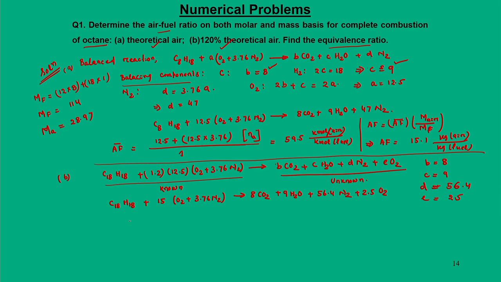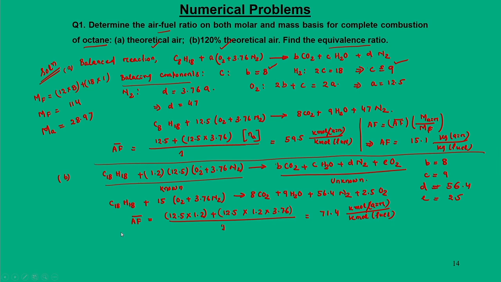So here the air fuel ratio, we can write F bar would be 12.5 into 1.2 plus 12.5 into 1.2 into 3.76 divided by 1. So, this parameter is for oxygen, this parameter is for nitrogen. So, this number will give you 71.4 kilomole air divided by kilomole fuel.